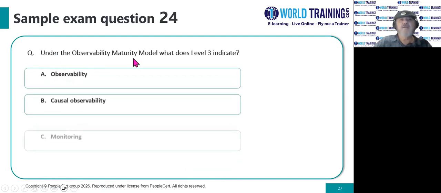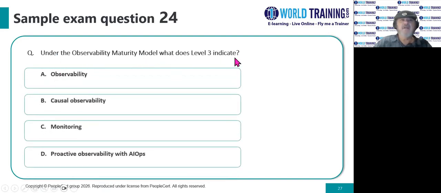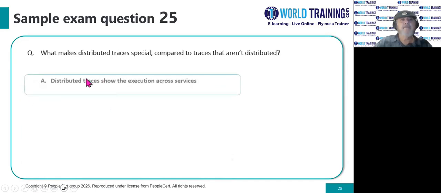Under the observability maturity model, what does level 3 indicate? So you remember level 1 was monitoring, level 2 was observability, level 3 was causal. So B, causal.